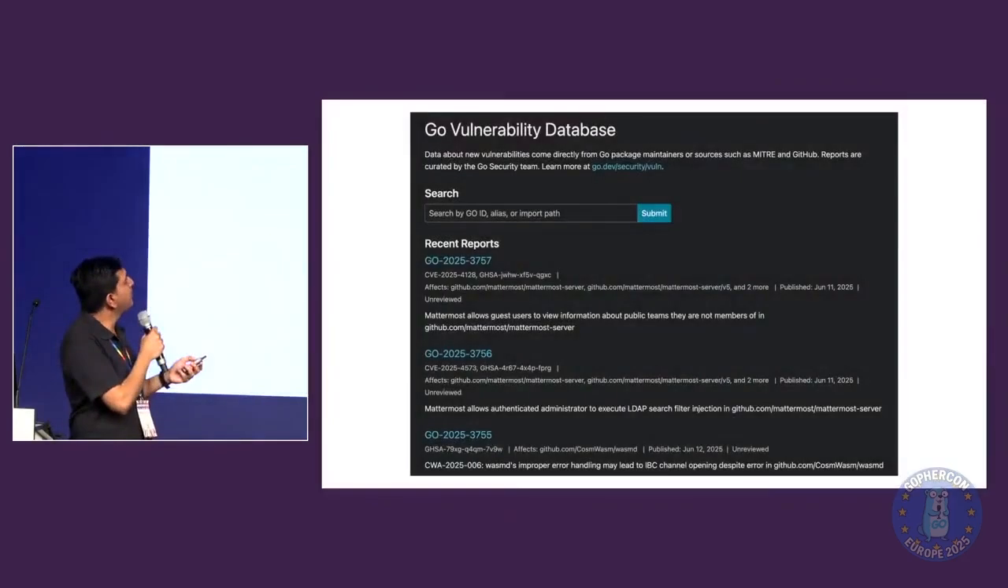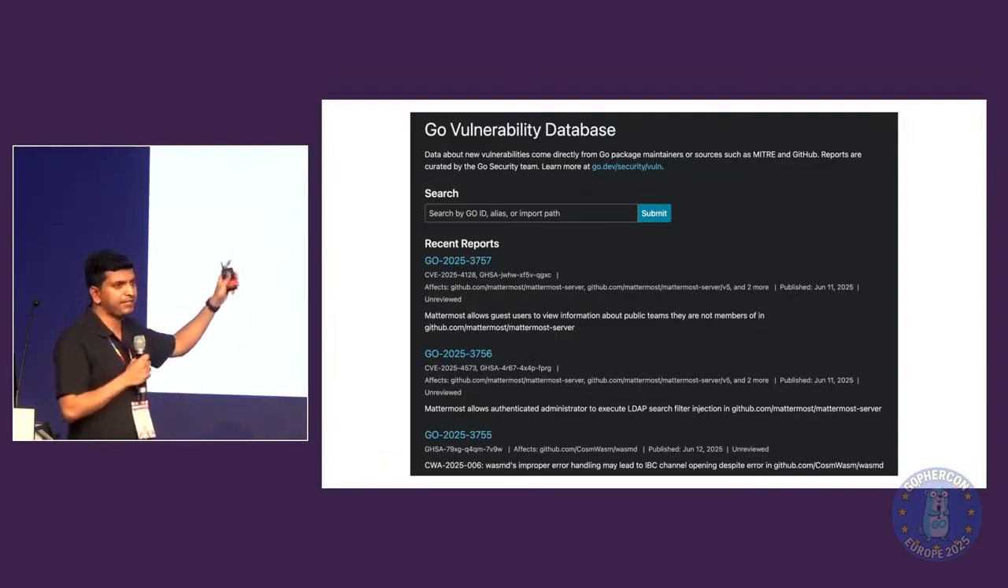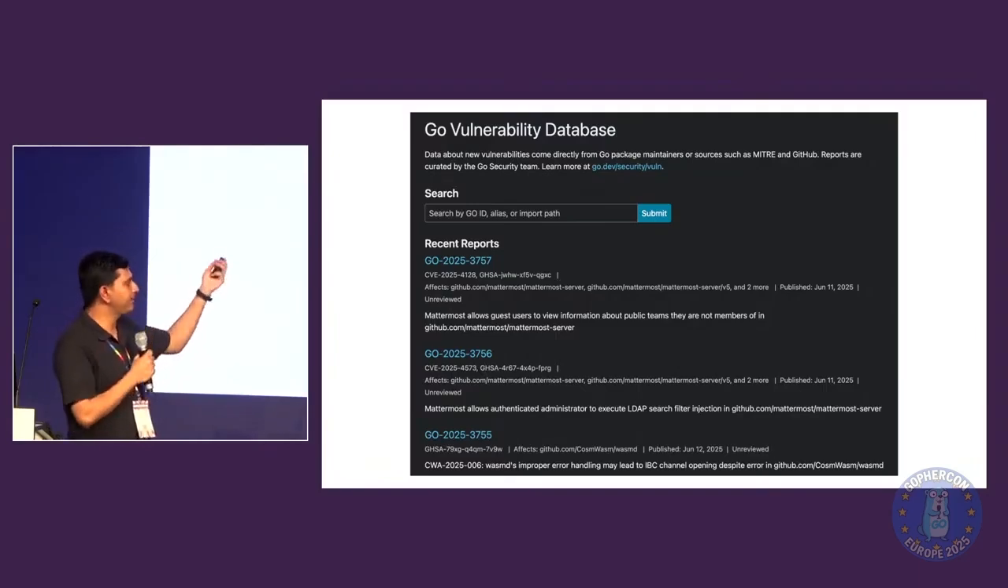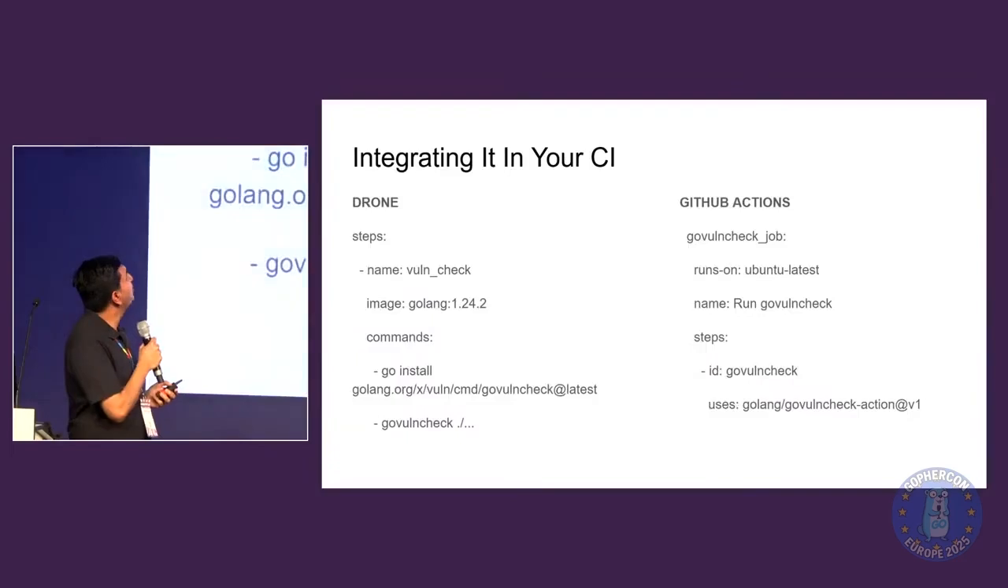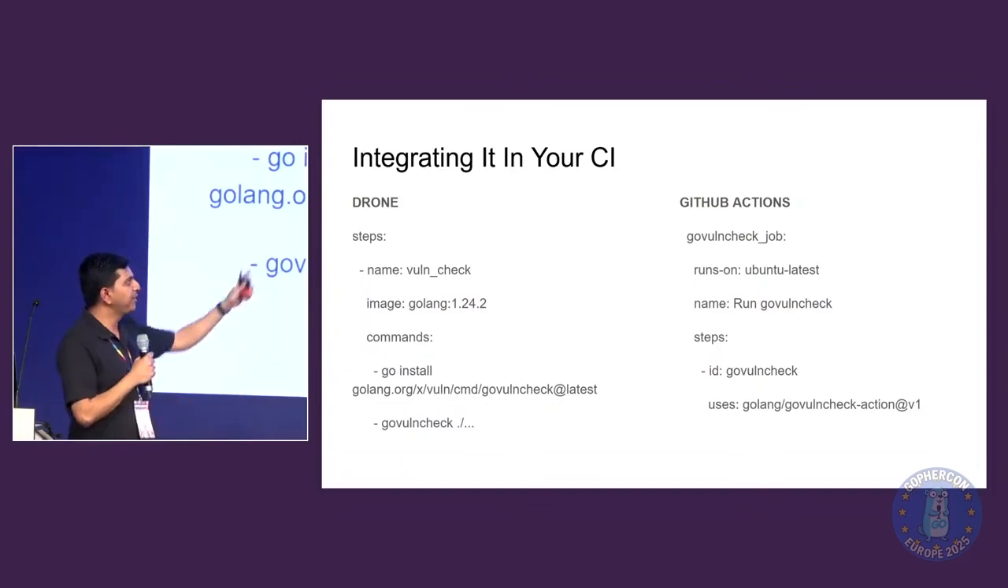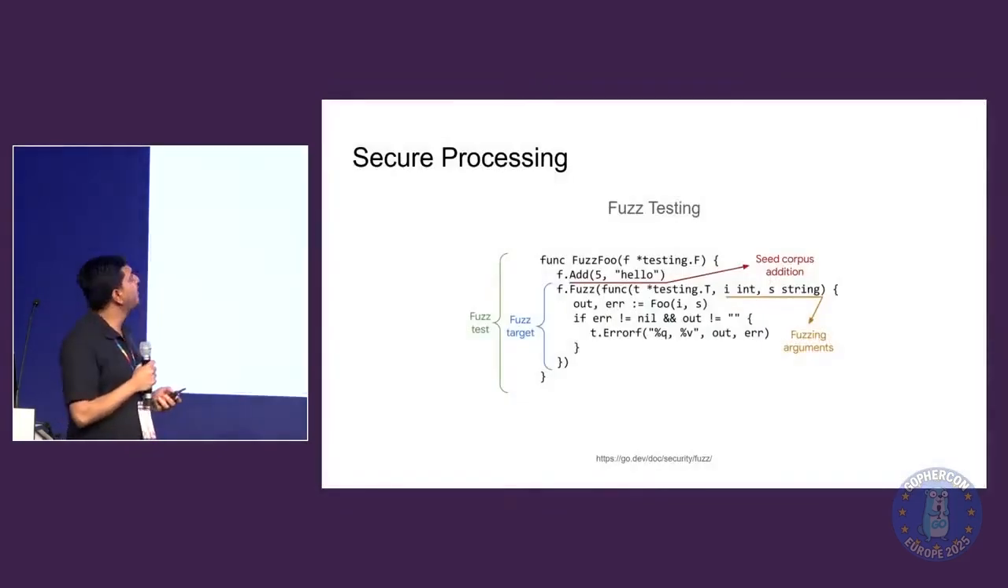It also keeps a database, which you can go to on the go/vuln website, that lists every incoming CVE and its resolution. It'd be good to check this out as well. To keep this loop always there in your CI, you can do this for Drone, and if you use GitHub Actions, you can just add these lines in, and GopherCon would be enabled.